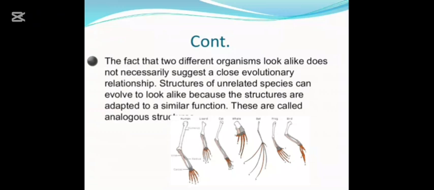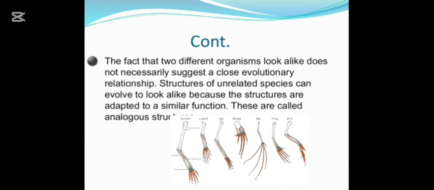So that is the structure. We are seeing these different limbs that are coming up. Now, the fact that two different organisms look alike does not necessarily suggest that a close evolutionary relationship exists. The structures of unrelated species can evolve to look alike because the structures are adapted to a similar function. These are called analogous structures.